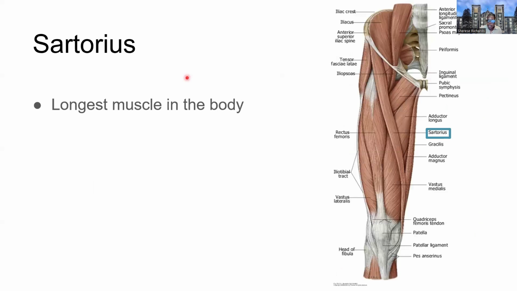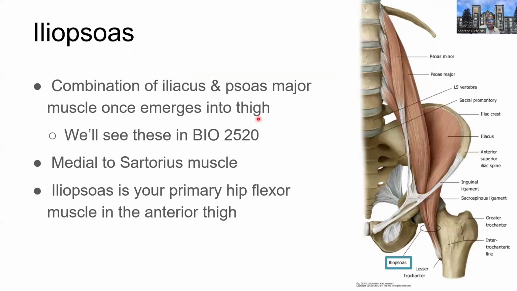Sartorius is the longest muscle in the body. This is sometimes called the tailor's muscle because it helps you to flex at the hip and extend at the knee. If you look at the old-time tailors, they would sit with their legs crossed, and both of those actions are required to do that. Flexion at the hip, extension at the knee. So this is a long oblique muscle running from the iliac crest laterally to the tibia medially, and it helps to flex and extend, acting at both joints.